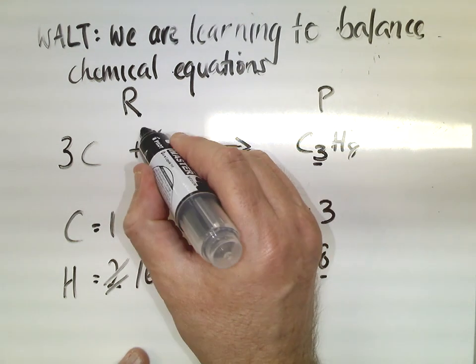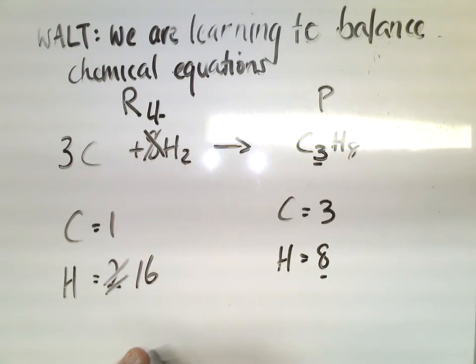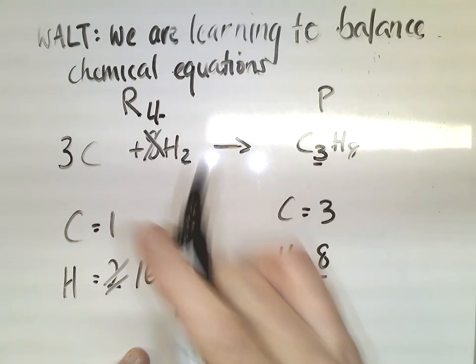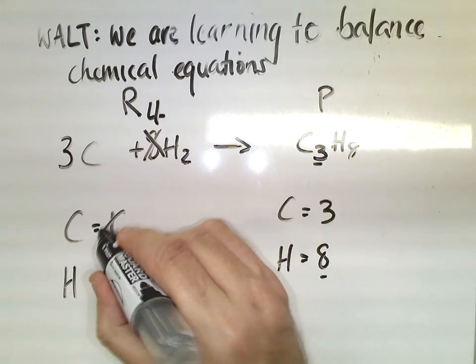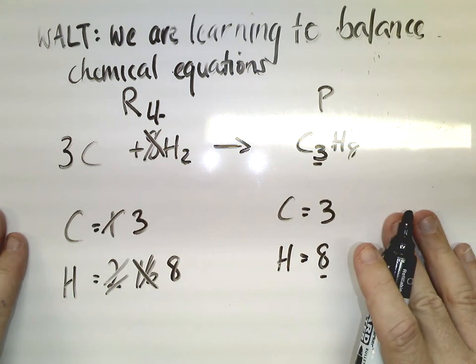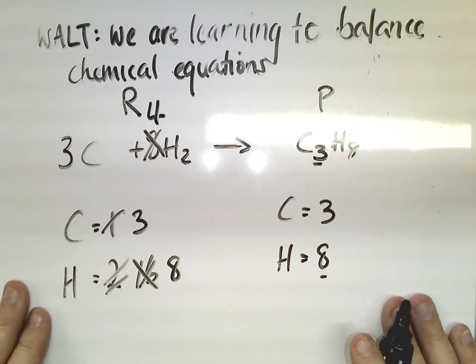So we'd probably be better to put the number 4 here, because then we've got 4 of 2 lots of hydrogen, which gives us 8 hydrogens in total. And now that we can see, we just correct that, we can actually see that both sides of this chemical equation are balanced. So that's balancing very simple types of chemical equations.